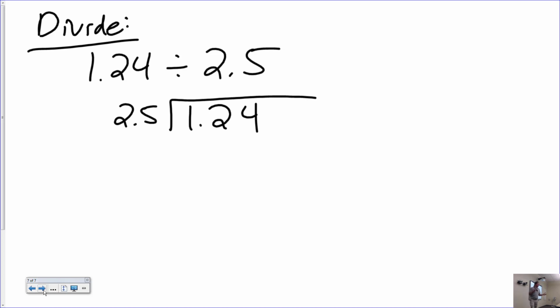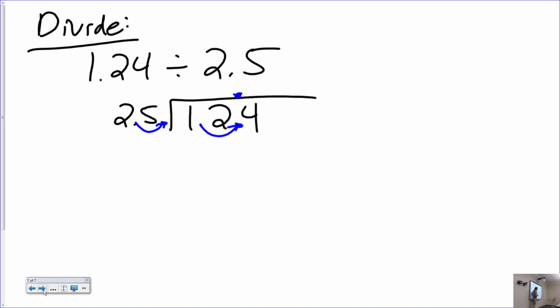And the key to dividing decimals, folks, is that you don't. You always divide by whole numbers, right? So the key is whatever number is outside the house, convert it to a whole number by moving the decimal once. However many times you move the decimal outside the house, you have to move it inside the house the same amount. So this is really 25 divided into 12.4. Okay? So here's your decimal point.